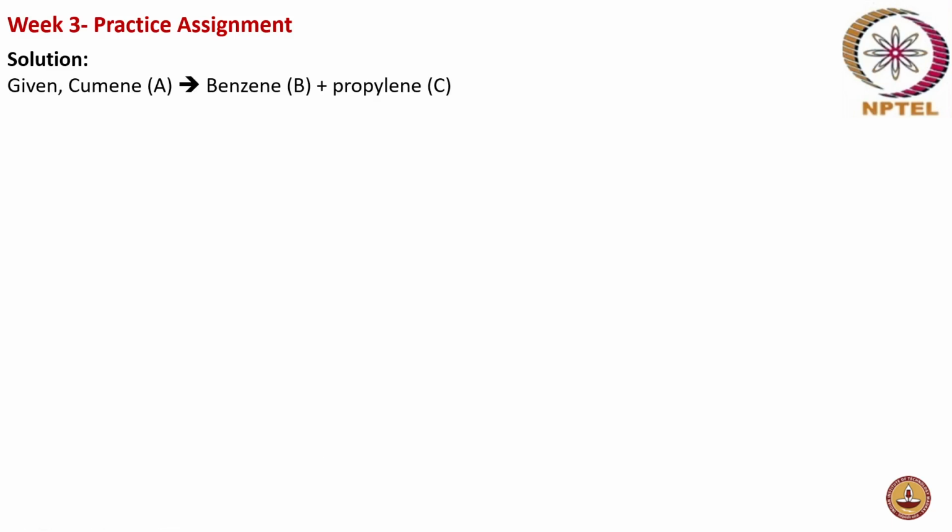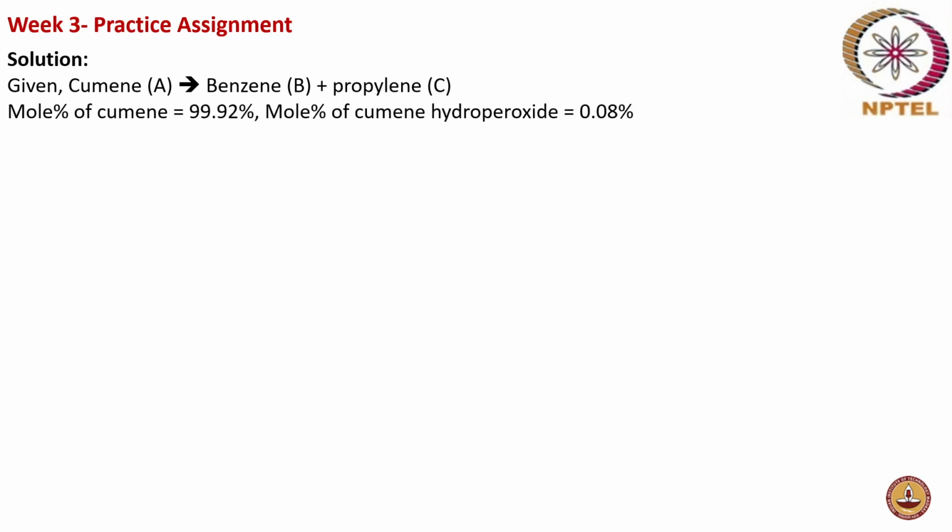They have given that cumene gives benzene plus propylene. Here cumene is represented as A, benzene as B, and propylene as C. The mole percent of cumene is 99.92, and the mole percent of the impurity cumene peroxide, which is going to decay the silica alumina catalyst, is 0.08%. The pressure of the system is 1 atmosphere, temperature is 420 degrees centigrade, which is 693 Kelvin.